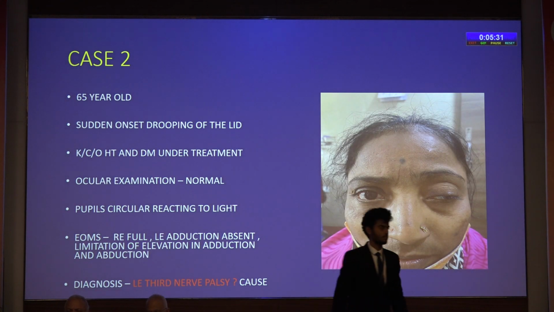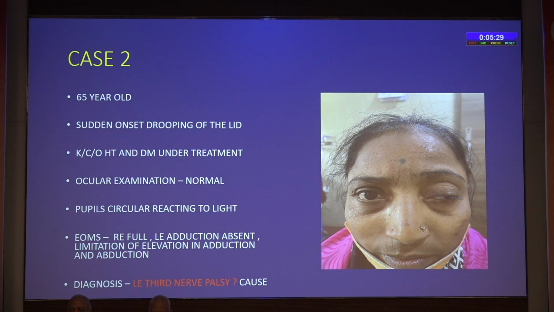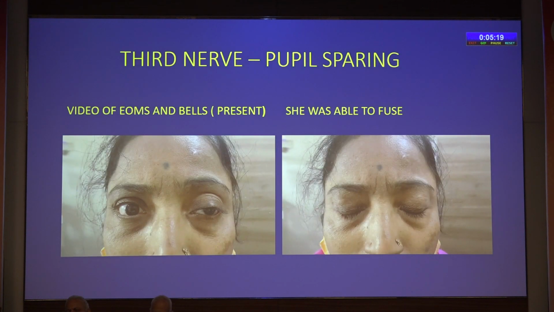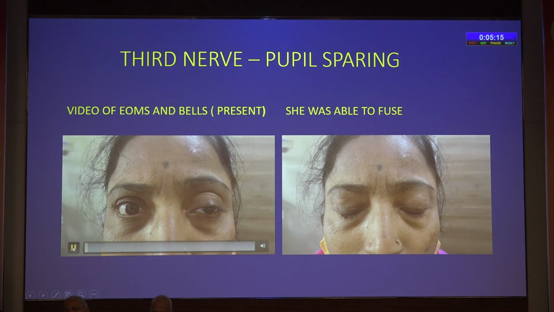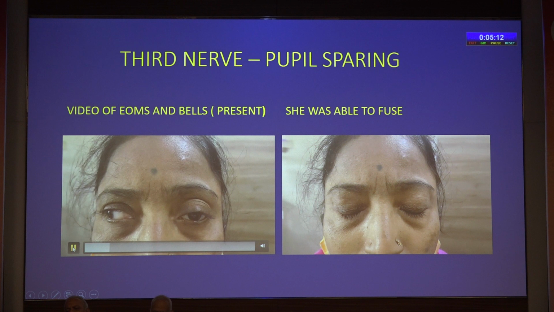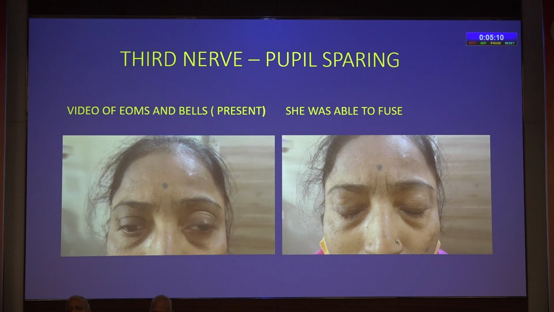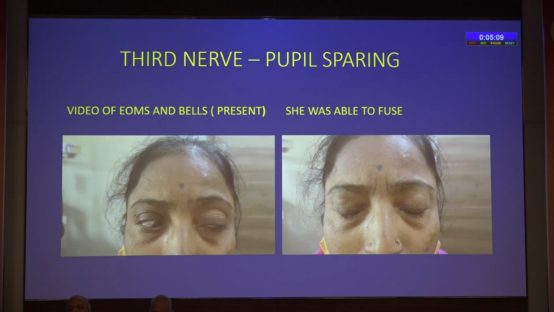The second case is that of a 65-year-old who complained of a sudden onset drooping of the lid. She was again a hypertensive along with a diabetic. The ocular examination was normal, and the EOMs were suggestive of a left-sided third nerve palsy. This is the video of the EOMs. It looked like a third nerve palsy.